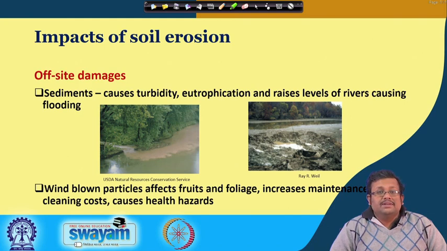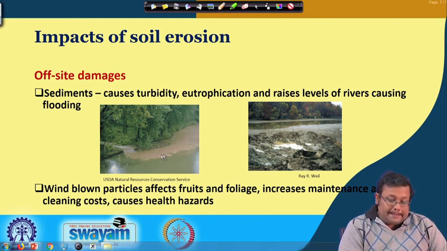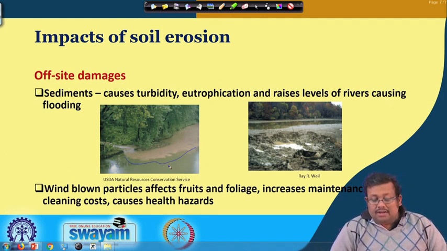Offsite damages are sediments which basically move from one area to another area and ultimately cause turbidity, eutrophication, and raise levels of rivers, causing flooding. You can see here, this basically shows the movement of sediments in the water body.